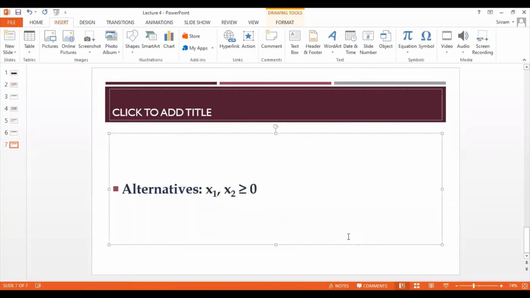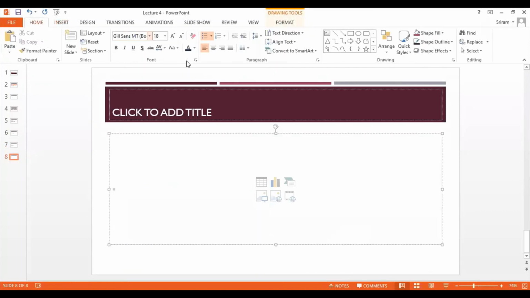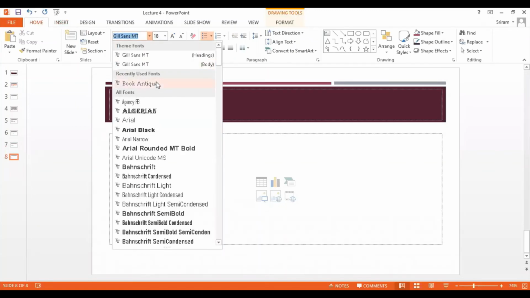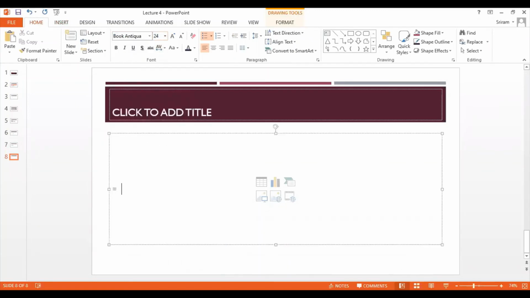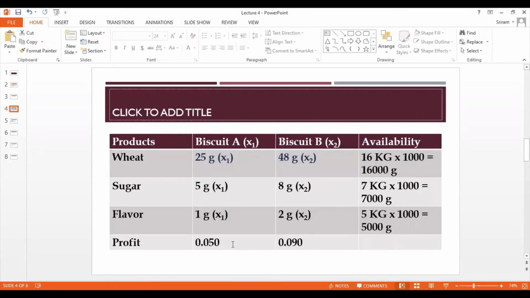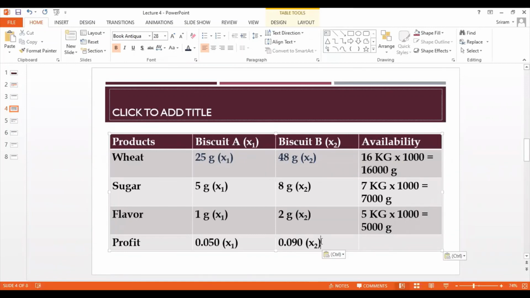And then finally we are going to check for the objective function. What is the objective function here? When I check for the objective function, I am having two profits. One is profit A, 0.050, so I am going to multiply this with x1. I am having x2 for 0.090, so I am going to multiply by x2.